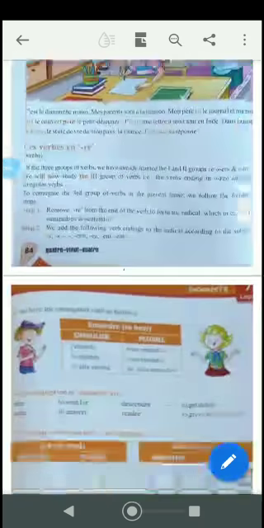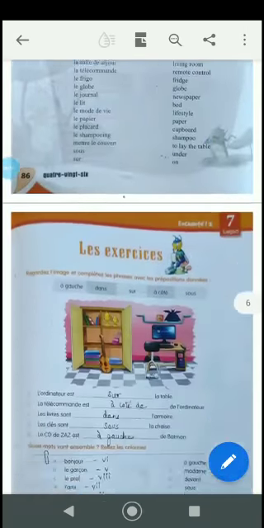Got it? So I think the verbs are clear over here. Next, we'll be doing the exercise in the next video.